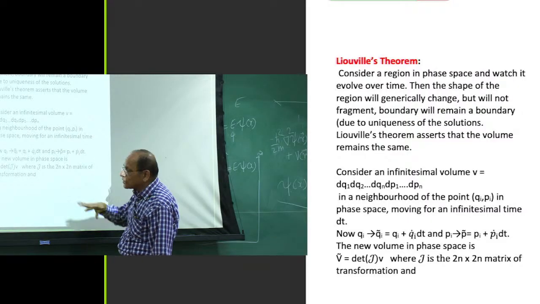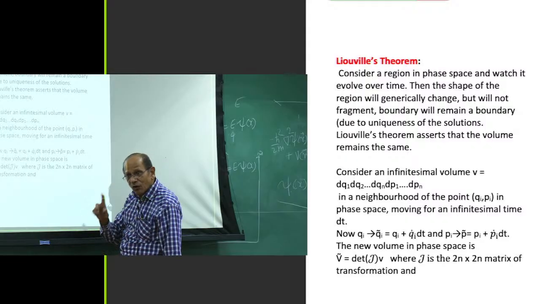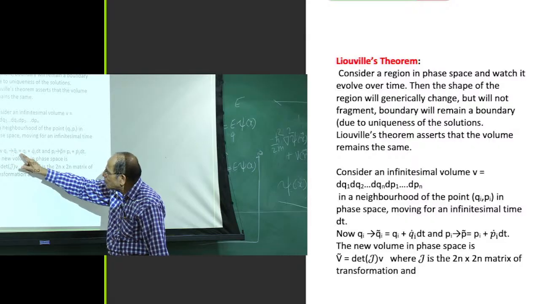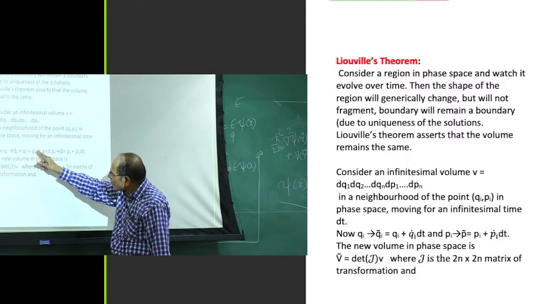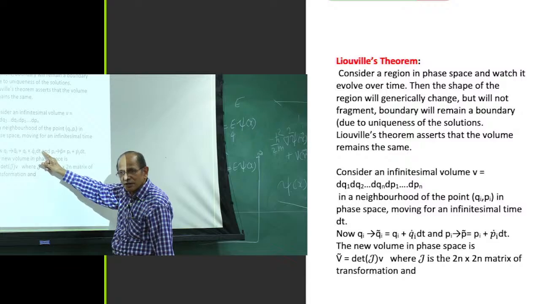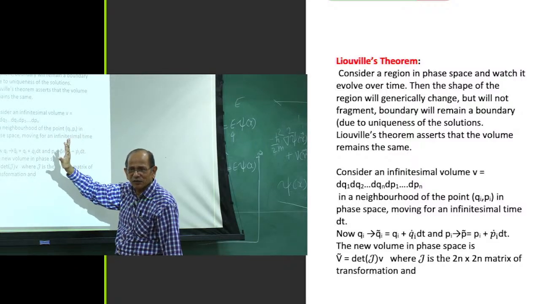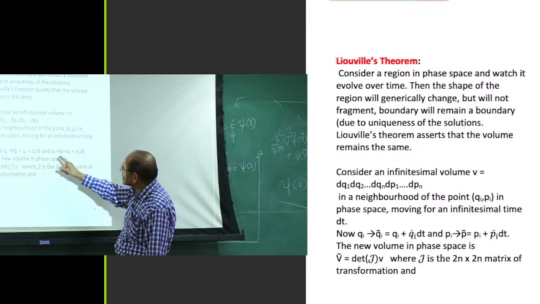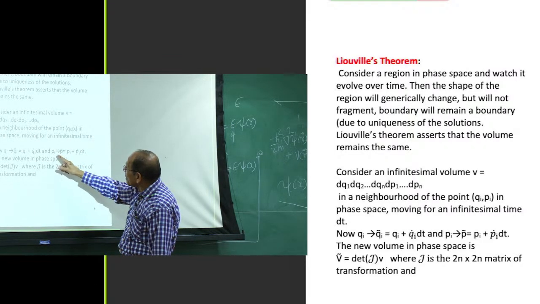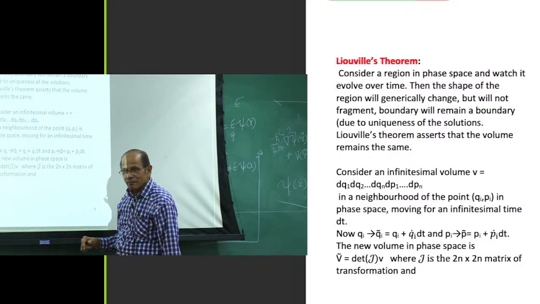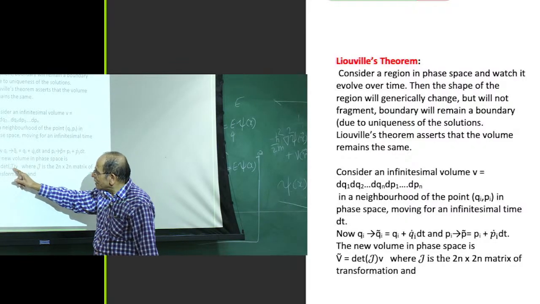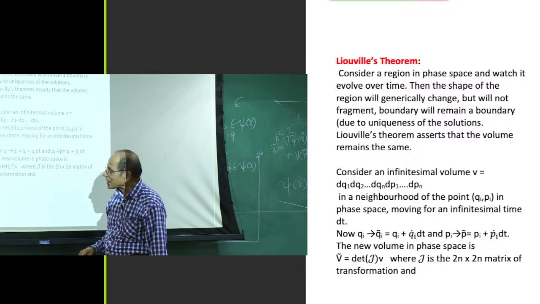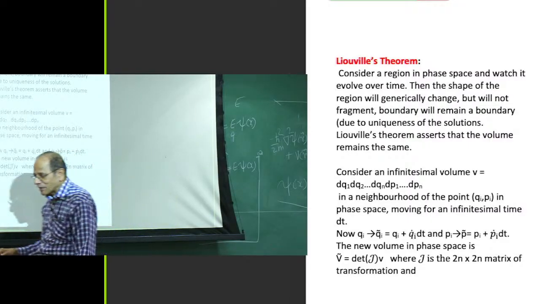Now suppose the system evolves for a small time dt. Then Qi will become Qi twiddle equal to Qi plus the first order term, Qi dot dt, and I will ignore the higher order terms, because even this term is not going to contribute, so higher order terms will certainly not. Similarly for the p's. Now the changed volume V twiddle is the determinant of the Jacobian matrix times the original volume, and you therefore must calculate the Jacobian matrix.